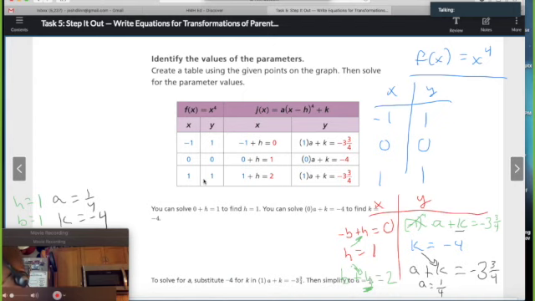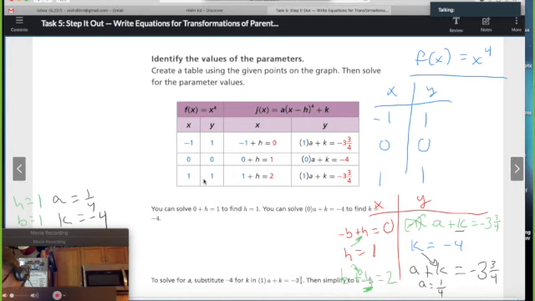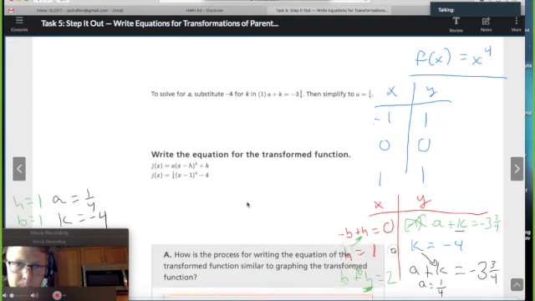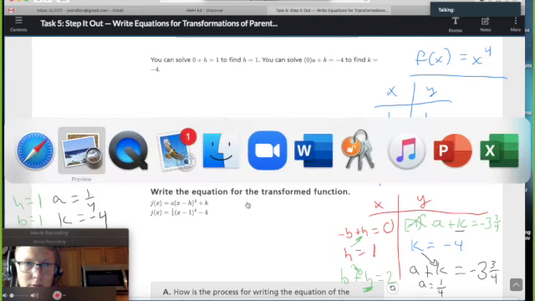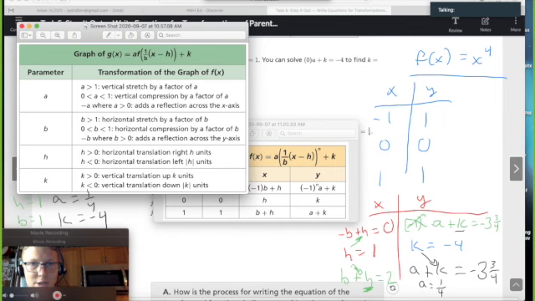And you'll see that's what they did right here. So they're solving for all those values that we just did. So now that we have all those values, we can plug them in. So again, these charts are going to be very helpful.